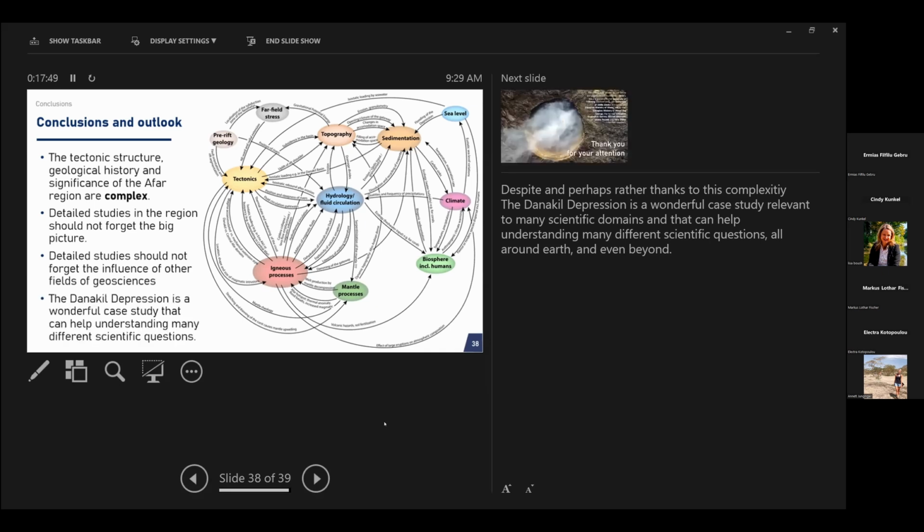And despite, and maybe thanks to, this complexity, I think that the Danakil Depression is a wonderful case study that can help understand many different scientific questions from many different scientific domains, for questions that we have about our planet and even sometimes beyond.